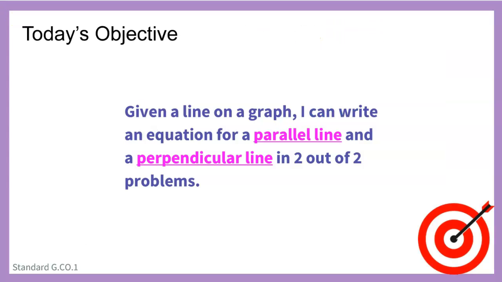So that concludes today's objective. Given a line on a graph, I can write an equation for a parallel line and a perpendicular line in 2 out of 2 problems. We haven't quite covered all of that yet, so we're just constructing that. We're going to finish this off in tomorrow's lesson.